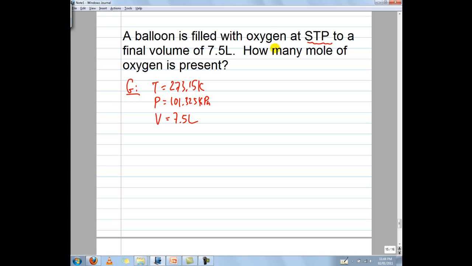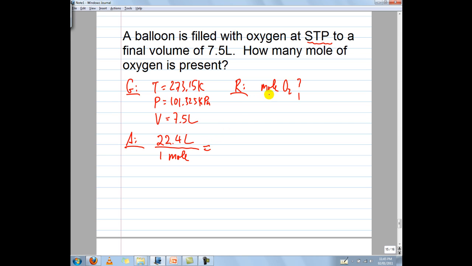Now in this case, we don't see any other temperature or pressure or volumes. So I don't have to write the P1, V1, and T1 because there is no T2 or P2 or V2. Alright, so what am I trying to find? I'm trying to find how many moles of oxygen are present. So at this point, I look at my approach. Since this situation occurs at STP, I know the other magic number is 22.4 liters of gas for every 1 mole of any ideal gas.